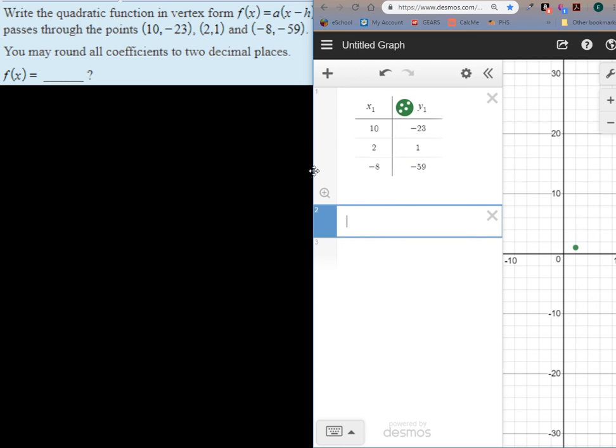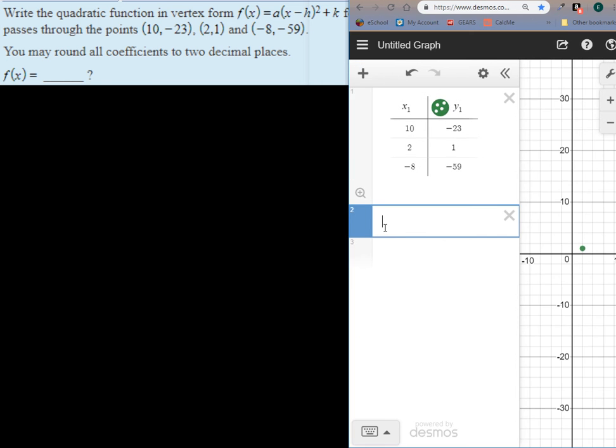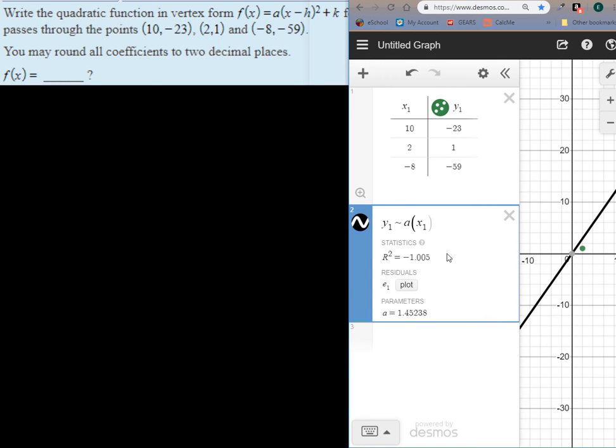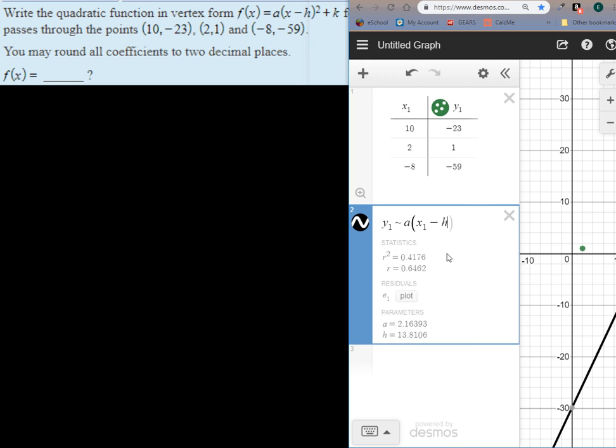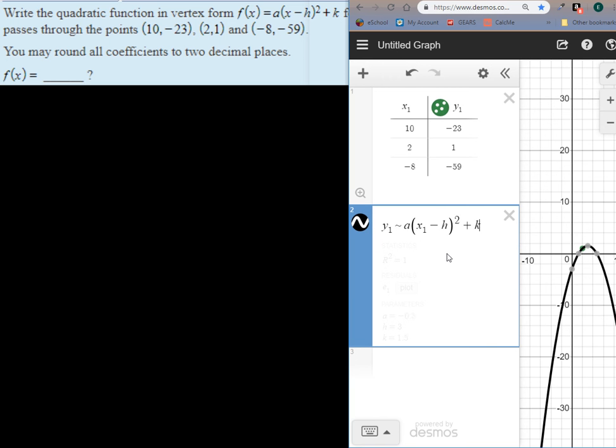And then I'm going to come down here, and what do I do? If I want to put this into vertex form, what am I going to enter? Y1, tilde, Y2. There's the form we're using right there, right? A times the quantity x1 minus h squared, very good, plus k, and it gives us our answers, right? And it tells you, you can round everything to 2 decimal places, so you're good.